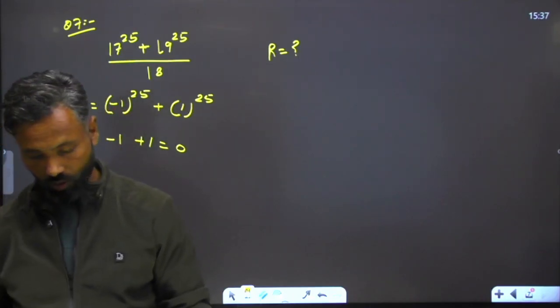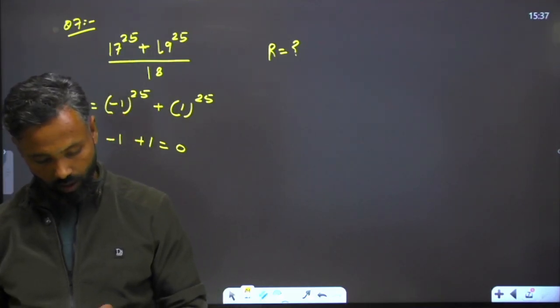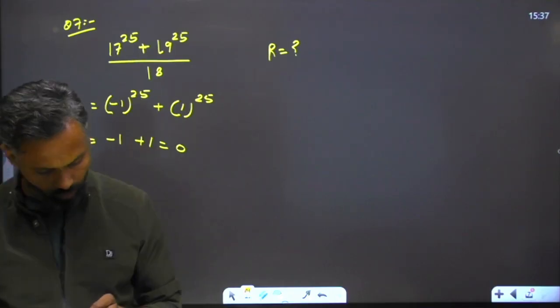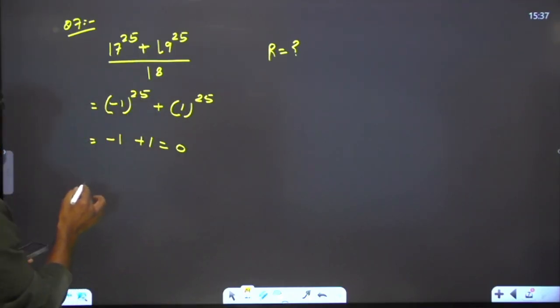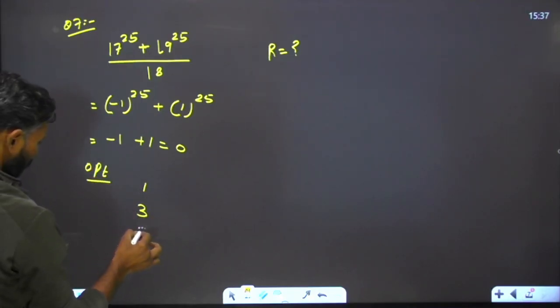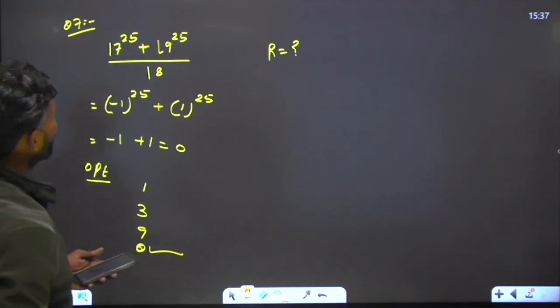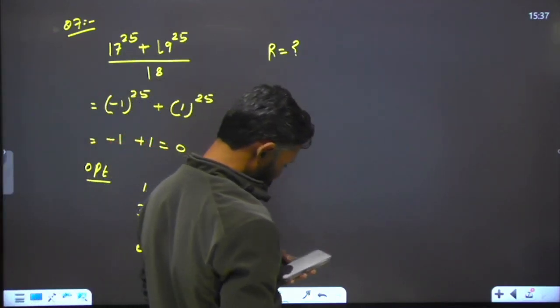The remainder is 0. Now I'm going to discuss one more question. The options of this question were, I'm going to write the options over here: 1, 3, 9, 0. So this is the answer over here. Understand that? Now I have one more question to discuss with you.